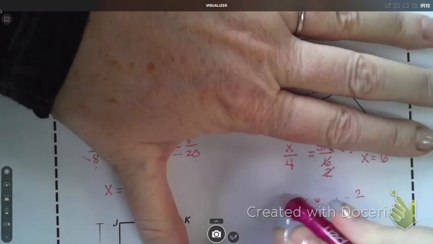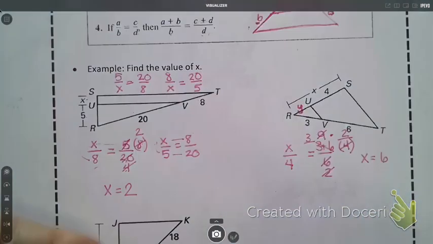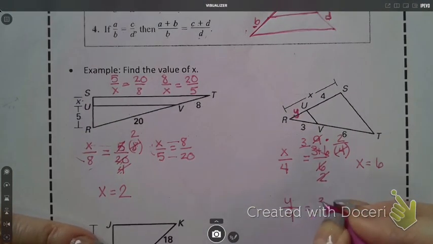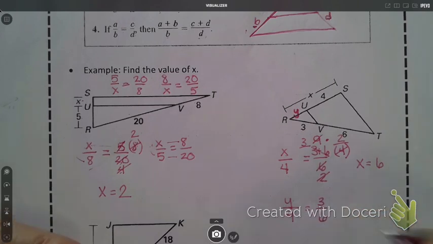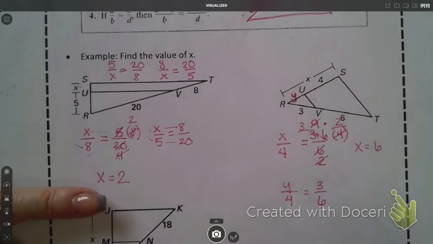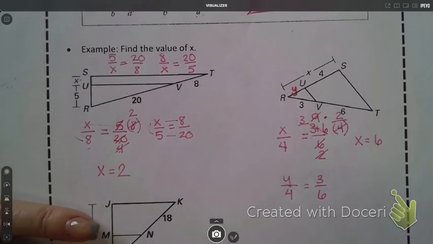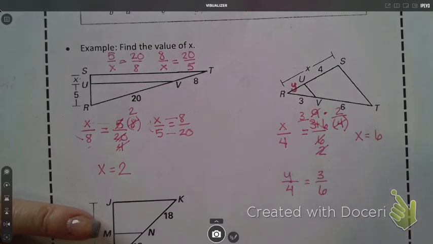Let's do a ratio. y over 4 equals 3 over 6. This is my point: always use what you're given, not what you find. Because what happens if you messed up? Then you're wrong both times, not just one, right? And this is a check on both of them, isn't it?